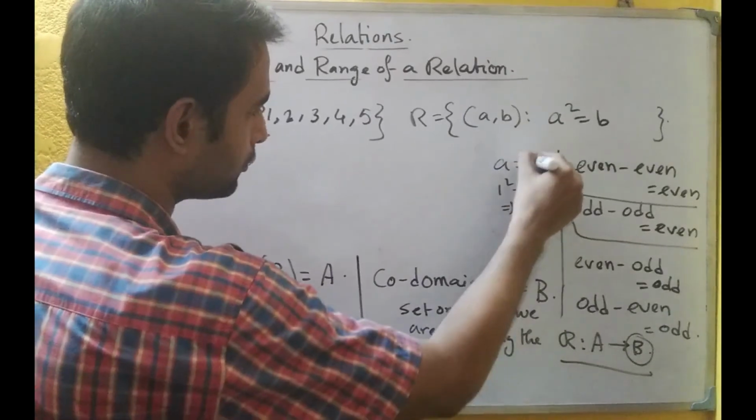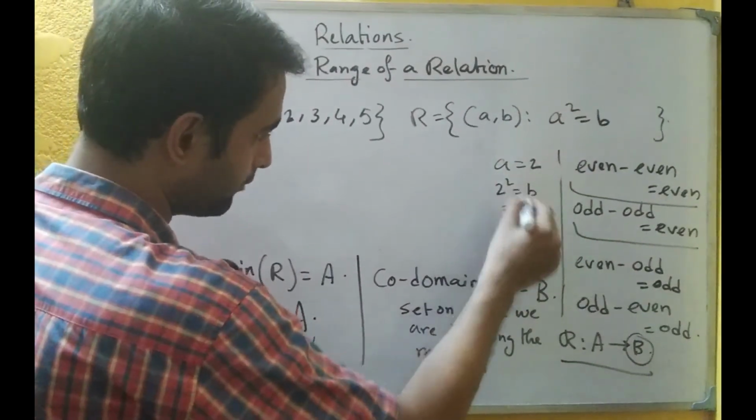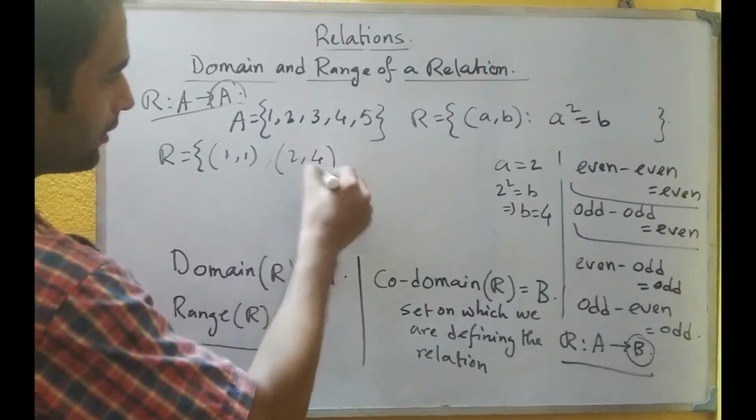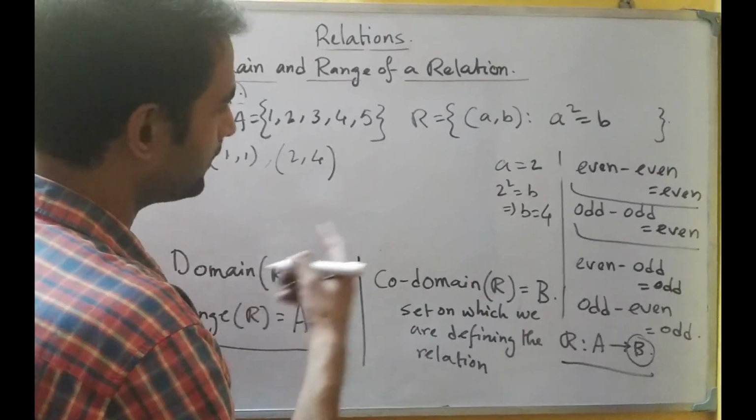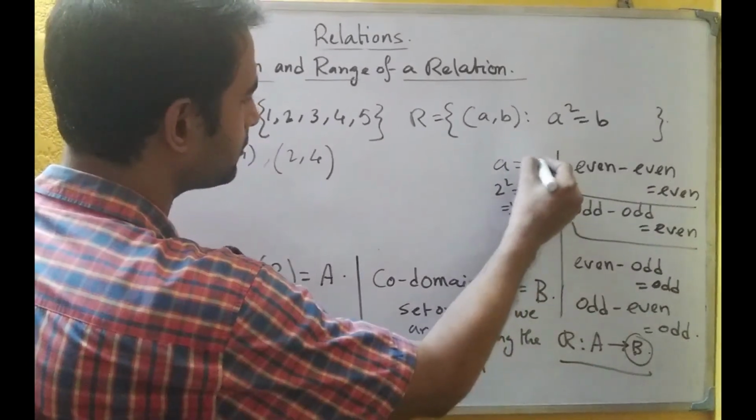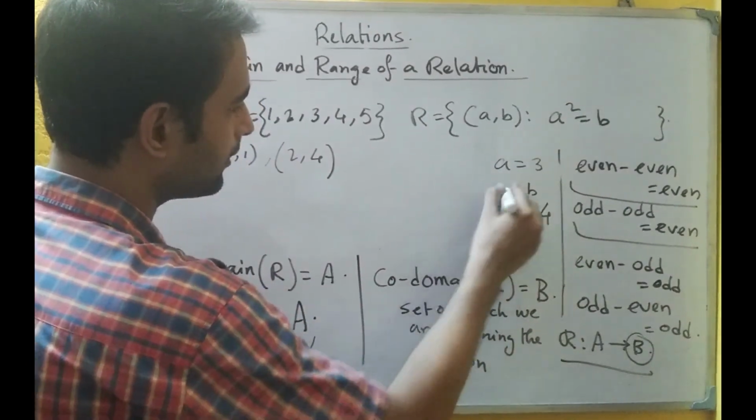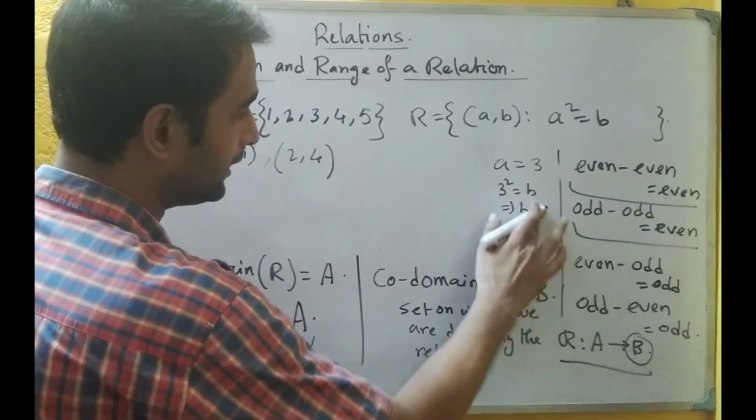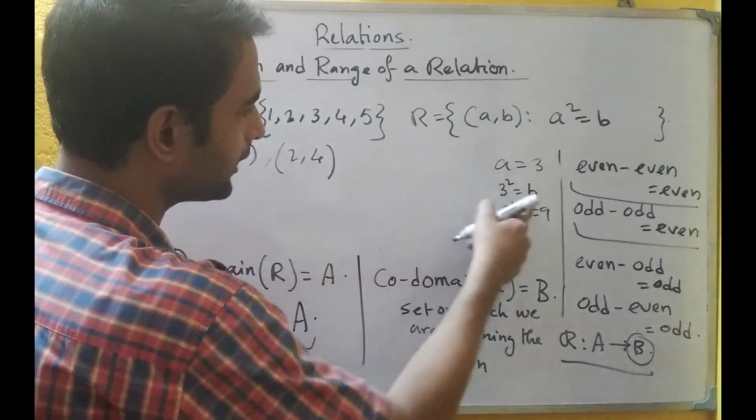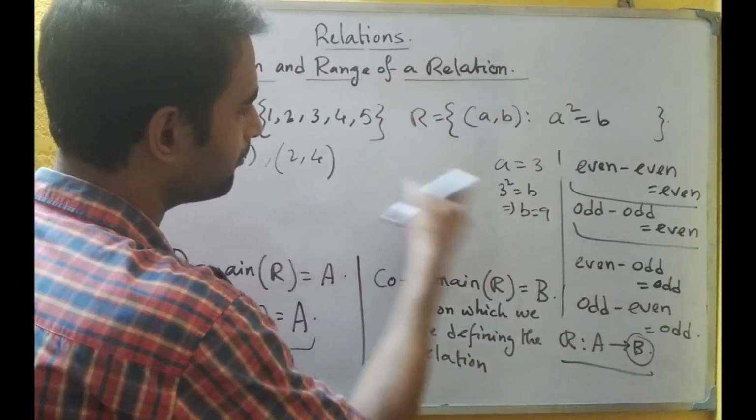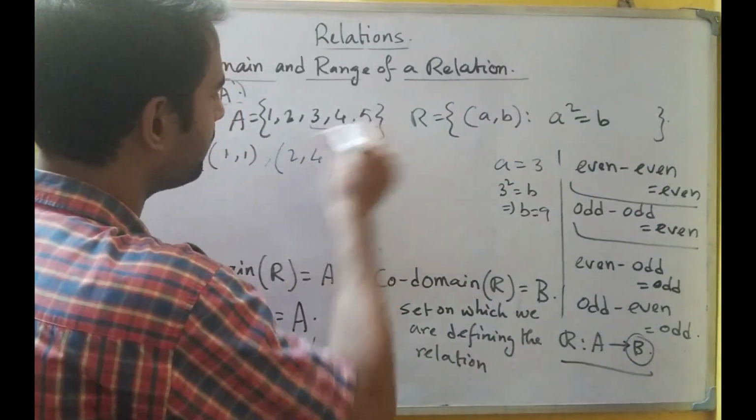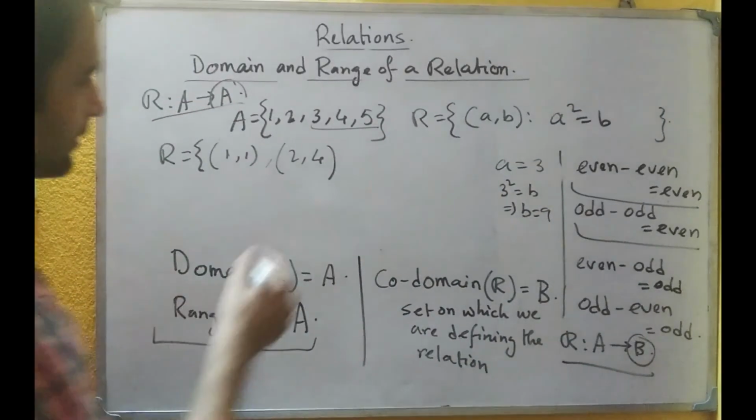Then suppose A is equals to 2. Then you are saying 2 squared equals to B, that means B is equals to 4. So 2 should be here 4. And see, none of the other elements will be related to anyone, because if you take A is equals to 3, then it will require B to be 9, which is not in the set. Also the same case with 4, because then B should be 16, and in case of 5, B should be 25. So none of the elements are there. So we can say that 3, 4 and 5 are not related to any of the elements.